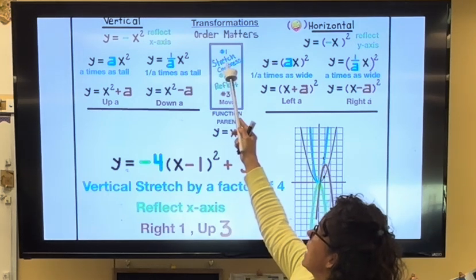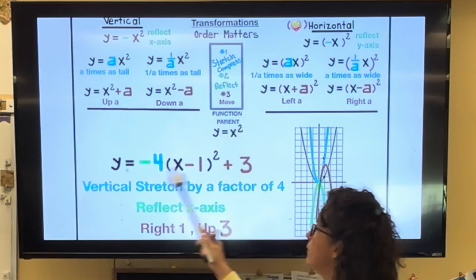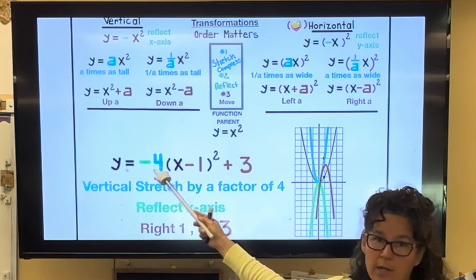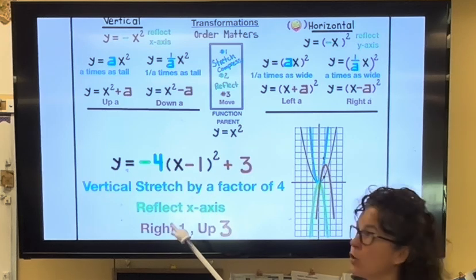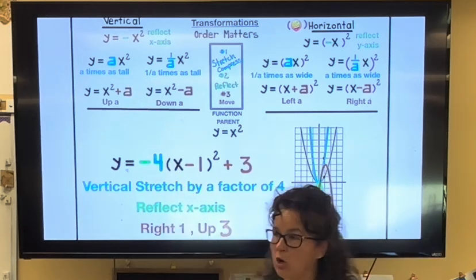Looking for stretches and compressions, I'm going to look for multiplication. So looking for multiplication, I see this ×4 here. The 4 is outside of grouping symbols, so it's going to end up being 4 times as tall.